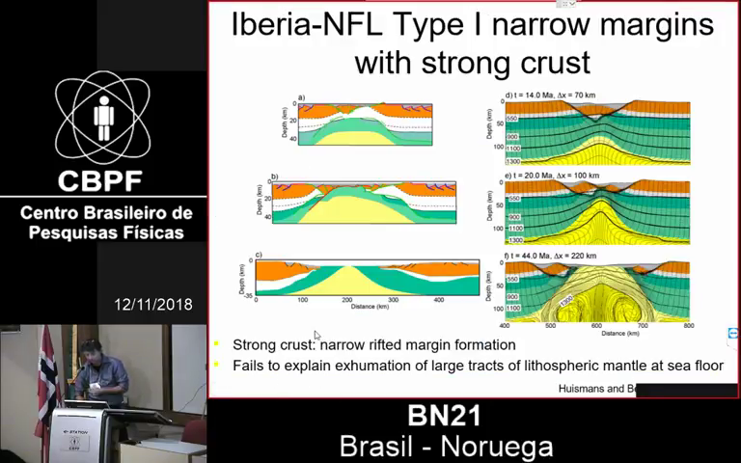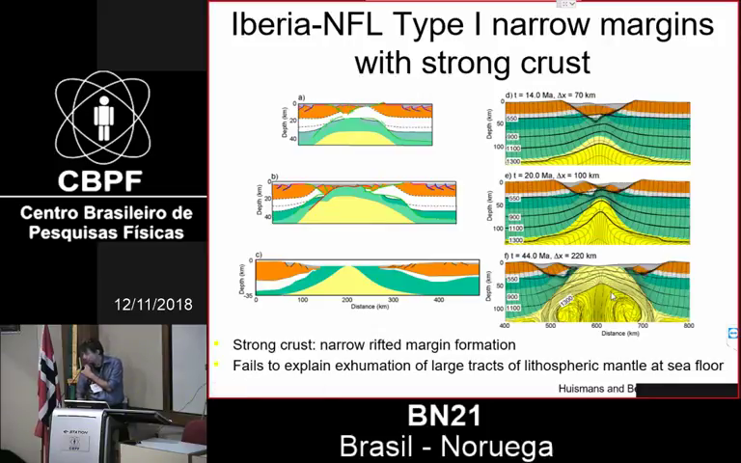Now we've compared these different types of models with natural systems, and here is a reconstruction for another example, Iberia and Newfoundland, which is the type example of a system that ruptures in a very narrow fashion. We see here that continental crustal sections are thinning from the reference thickness of about 50 kilometers to zero, and they exhume mantle. And here on the right we have the evolution of a forward numerical model that shows very similar behavior. Very strong crust resulting in these very narrow margins.